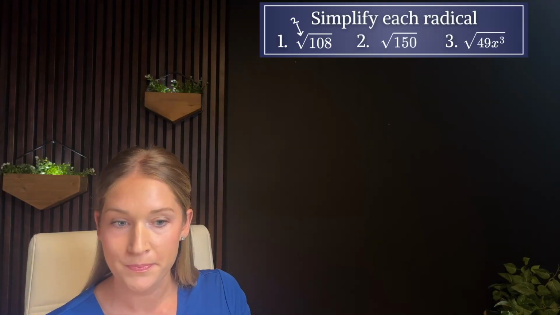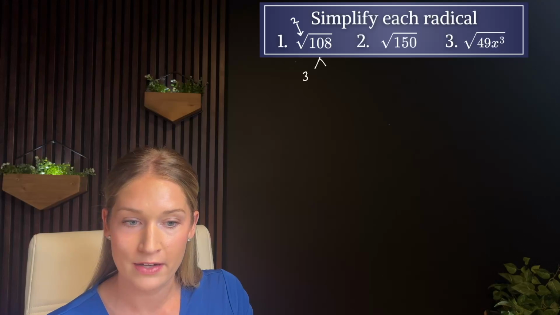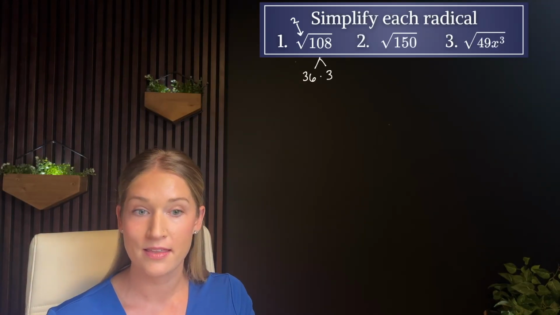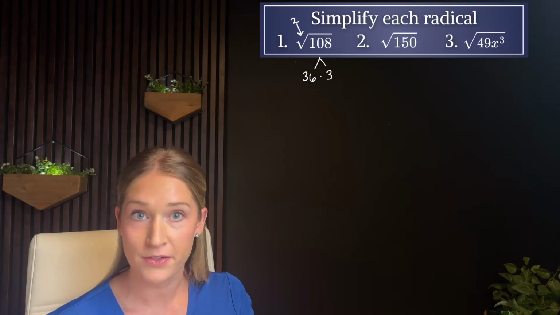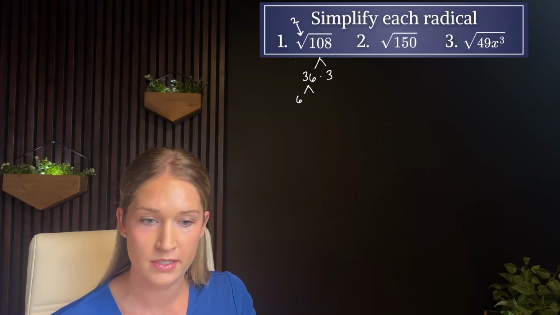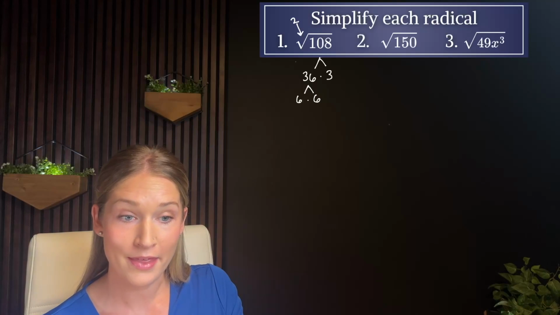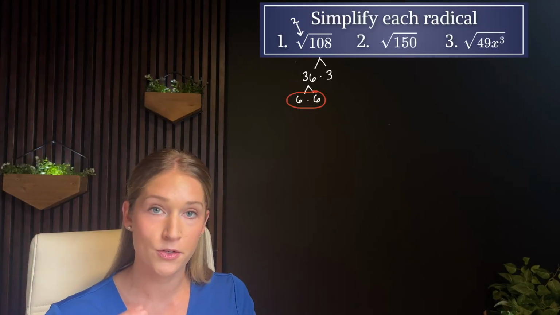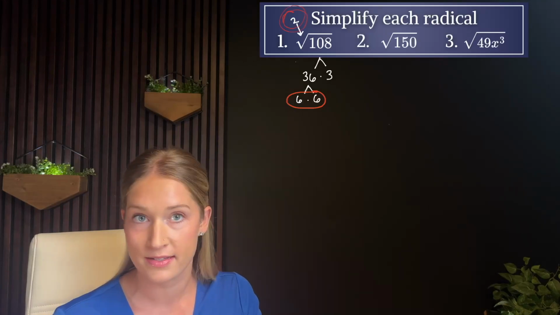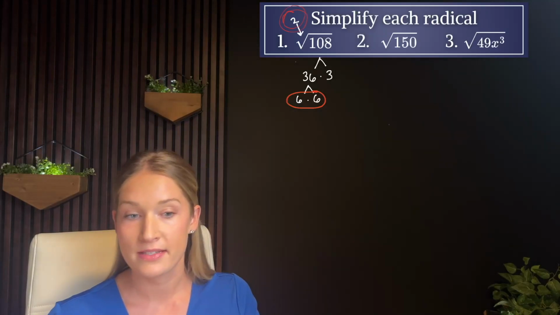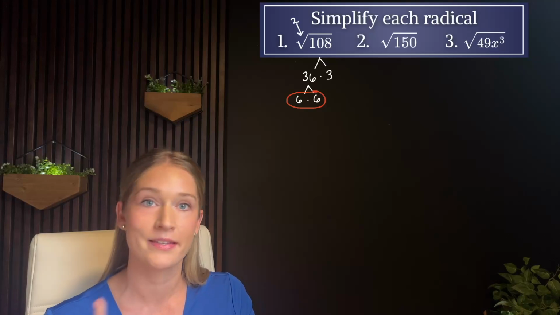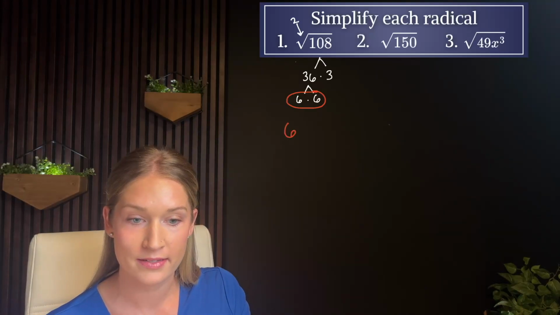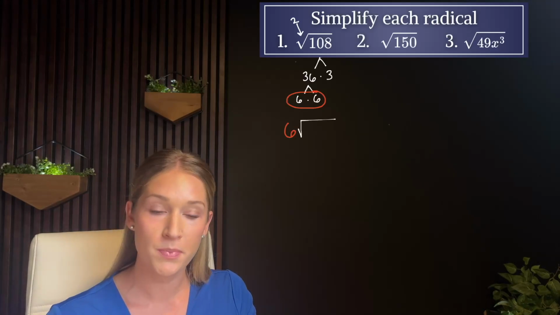So for example, this 108, we already know factors into 36 times 3. And if I keep factoring, I'll see that there are groups of 2. My 36, for example, factors into 6 times 6. And that is a group of 2. Because they paired up in a group that matches the index that I'm given, I can take out a 6 to represent the two sixes inside. So outside my radical, I will have one 6, and that represents the group of sixes inside.